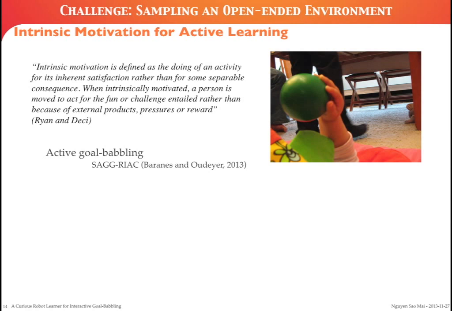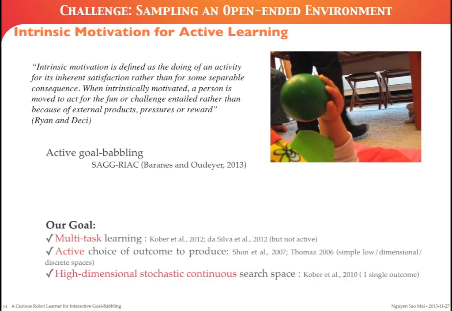So intrinsic motivation, also referred to as artificial curiosity, is defined as the doing of an activity for its inherent satisfaction rather than some separable consequence. When intrinsically motivated, a person is moved to act for the fun or challenge it entails rather than because of external products, pressures, or reward. So this theory, developed first in psychology, has been applied for robot learning with active goal-babbling, which has proved efficient with the development, for instance, of algorithms like SAG-RIAC. So we'd like to use the same principles to build a system to learn multitask, for having active choice of outcome to produce, and to be able to deal with high-dimensional stochastic continuous search spaces.